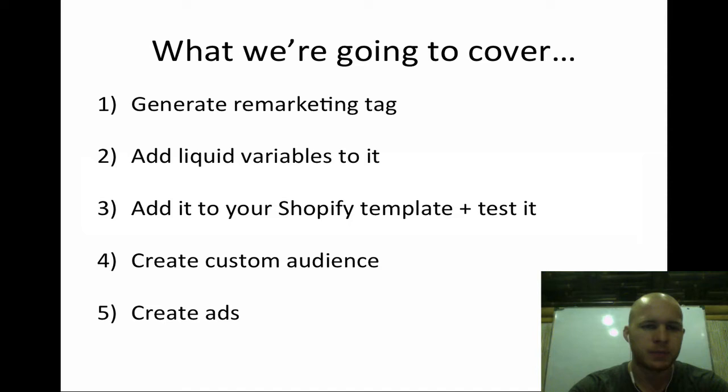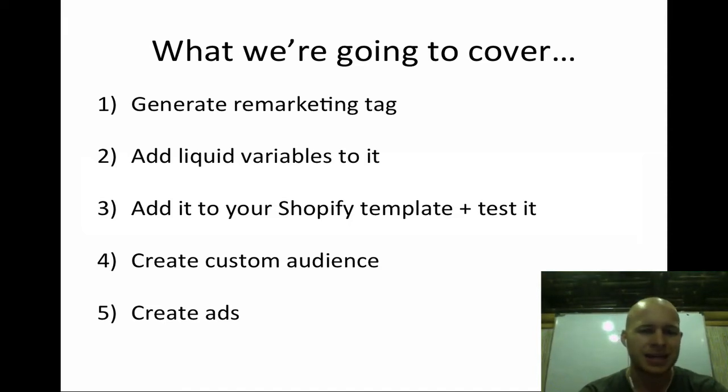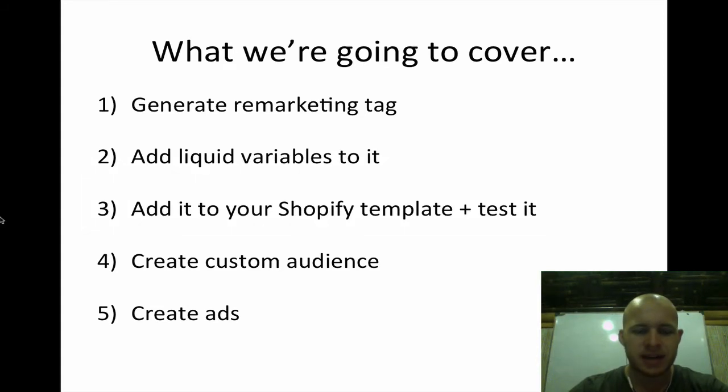So we're going to cover today how to create the remarketing tag, and how to add liquid variables to it, which means when it's on your site, it'll be able to pull in the product details that the potential customers are viewing. And then we're going to add that to your Shopify template, test to verify that it's working, and then create a custom audience. Audience is a Google AdWords phrase for the people you're going to target using remarketing. We're going to create a custom audience today because we want to target everyone who's visited the site, except for those that have actually bought something and turned into customers. And lastly, we're going to do the fun creative bit and build the ads. So first, let's set up the remarketing tag.